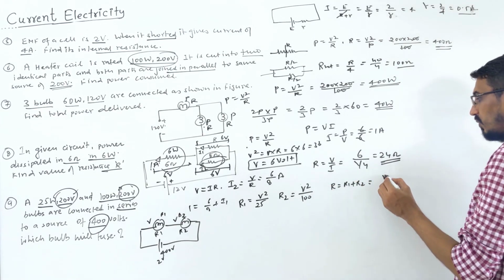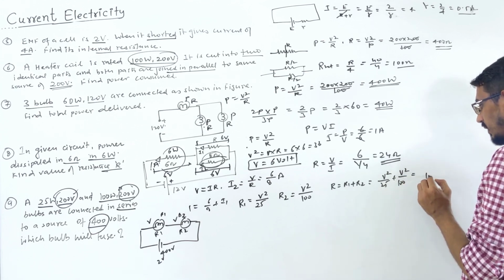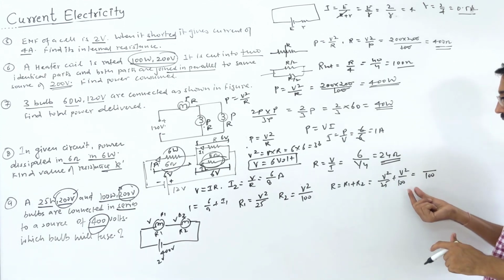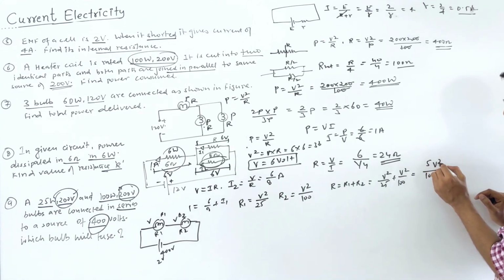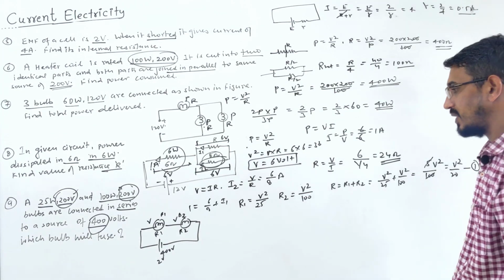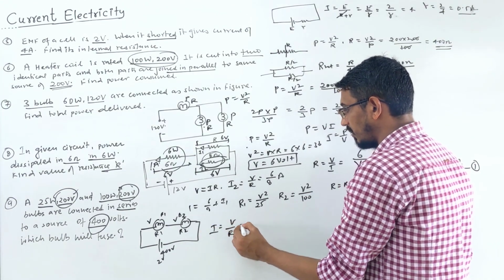So you add them, V square by 25 plus V square by 100. You take 100 as LCM. 25 goes 4 times, this goes 1 time, so 5 into V square by 100, right? 5 you can cancel here, becomes V square by 20. This is equation 1. This is your net resistance. Net resistance, net voltage, let's find the net current in the circuit. That's V by R.